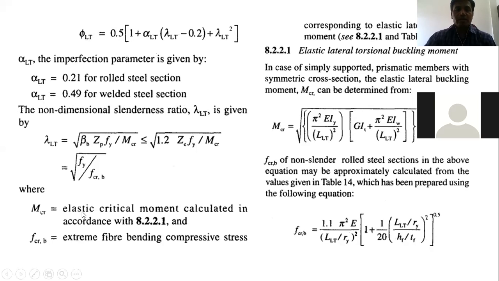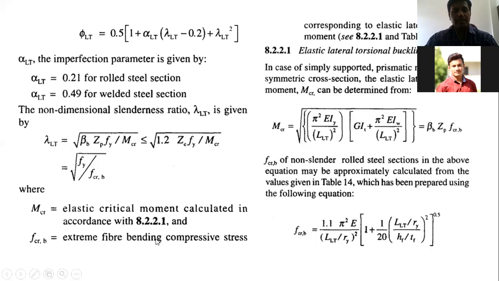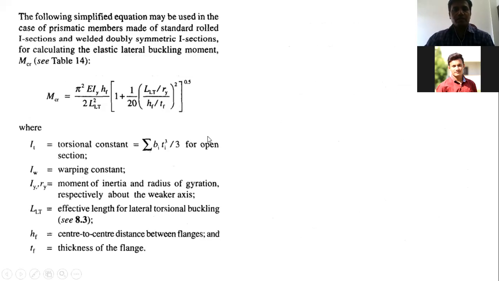In this you have to calculate the value of MCR, which is called the elastic critical moment, calculated in accordance with 8.2.2.1. Now FCR, what is FCR? Extreme fiber bending compression stress. Now the elastic torsional buckling, that is MCR, you can calculate by this formula. We'll move further.